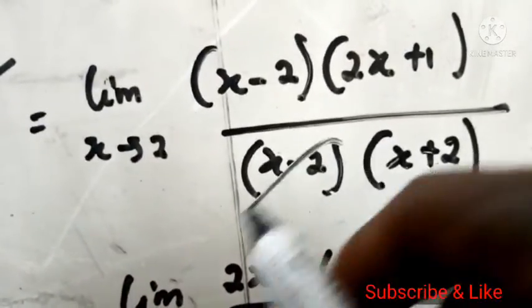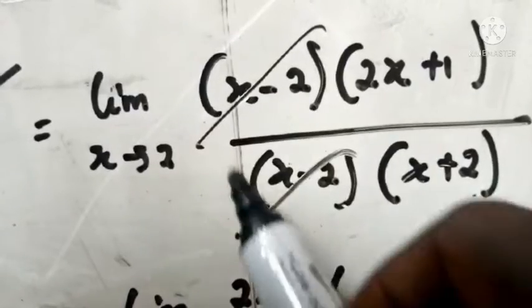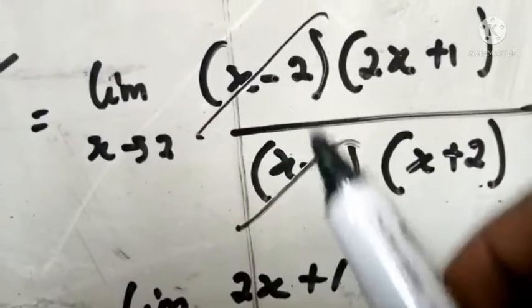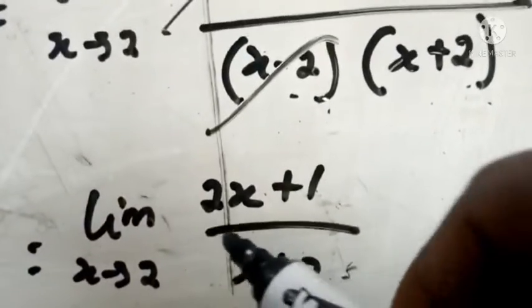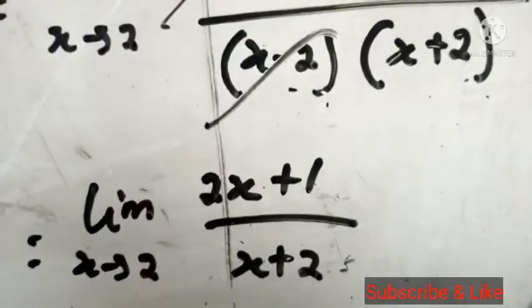So here you can see that this guy will cancel that guy. Can you see the x minus 2 here too? You're having x minus 2, so the two guys will cancel out. If they cancel out, you are going to be left with 2x plus 1 divided by x plus 2, right?